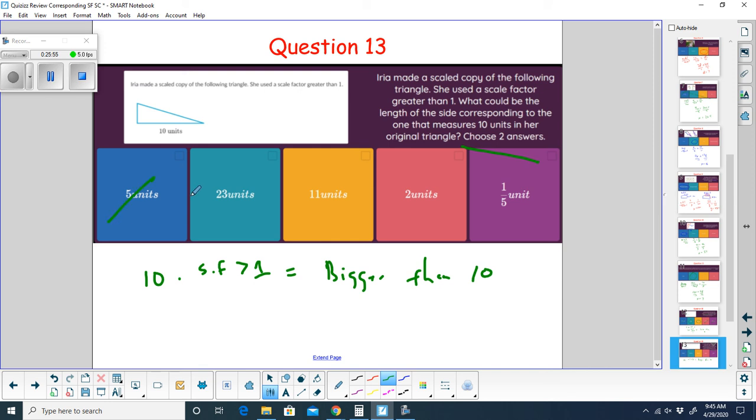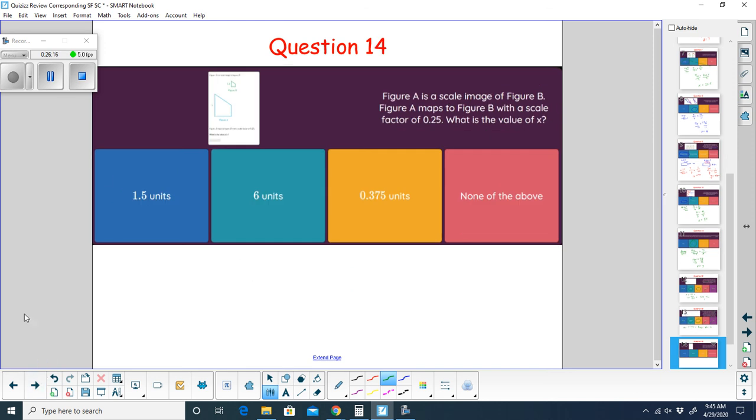Well, that's not bigger than 10. That one is. That one's bigger than 10. That's not bigger than 10, and that is certainly not bigger than 10. So by taking 10 and multiplying it by a scale factor greater than 1, you're going to end up with a side that is greater than our original, which is 10. Moving on to question 14.